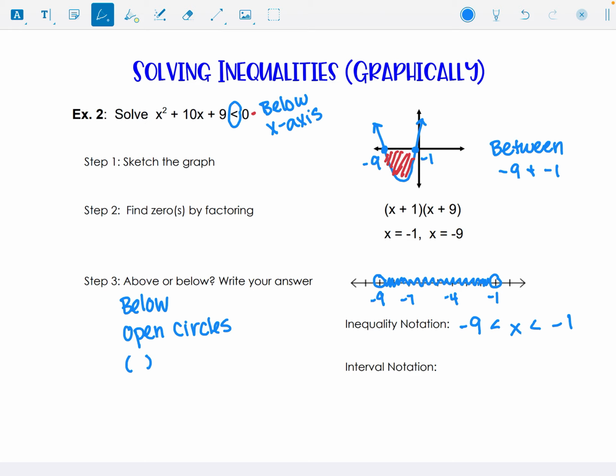And then the interval notation is actually easier this time because you have a starting value, negative 9, and you have an ending value at negative 1. And so since they're open circles, they're both going to be parentheses. And that would be my interval notation.